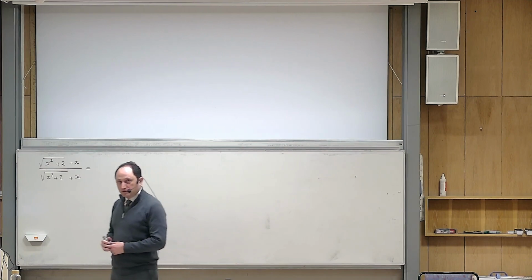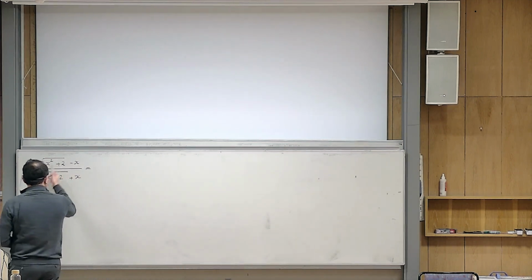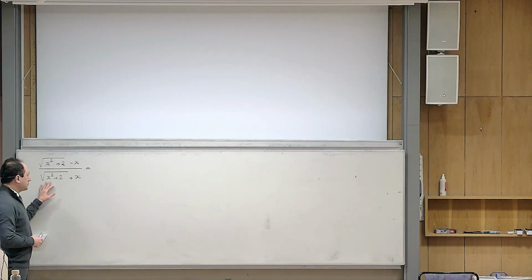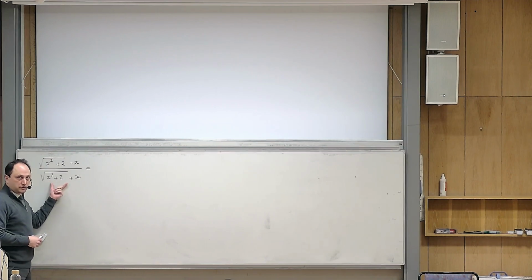Hello, now let us solve the problem. We are supposed to find all primitive functions of this given function. If you have enough experience in calculating primitive functions, you will realize that it is immediately a good idea to rationalize the denominator of this function.